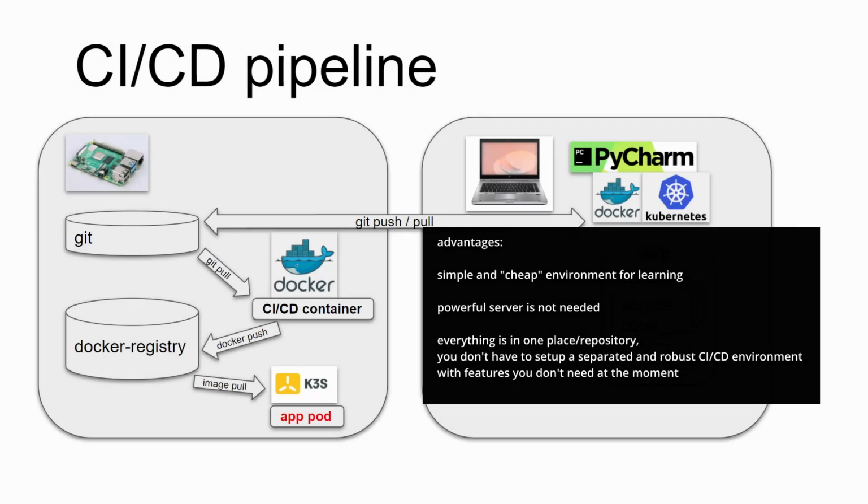And that's the whole setup. It's very simple and cheap. You need only a Raspberry Pi, a virtual machine, or an old server. But the best thing is that you have everything in one Git repository. Your application, your CI/CD container and pipeline. So it's very easy to deploy, redeploy, recreate.